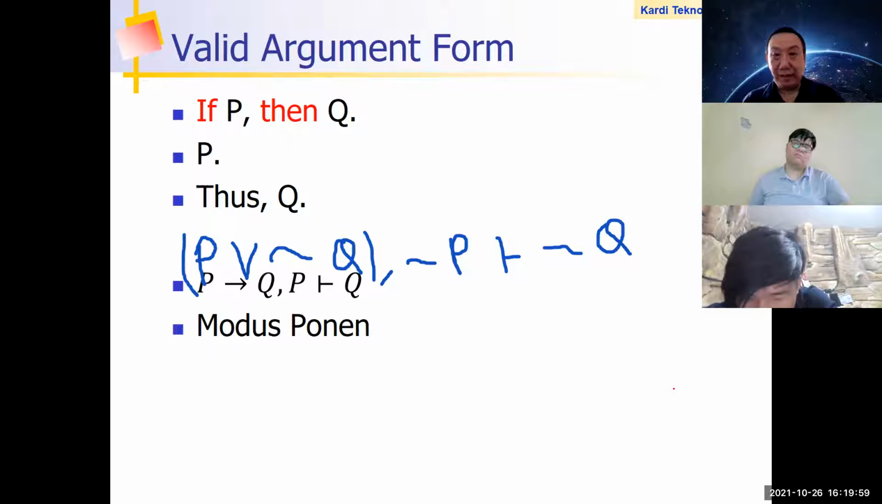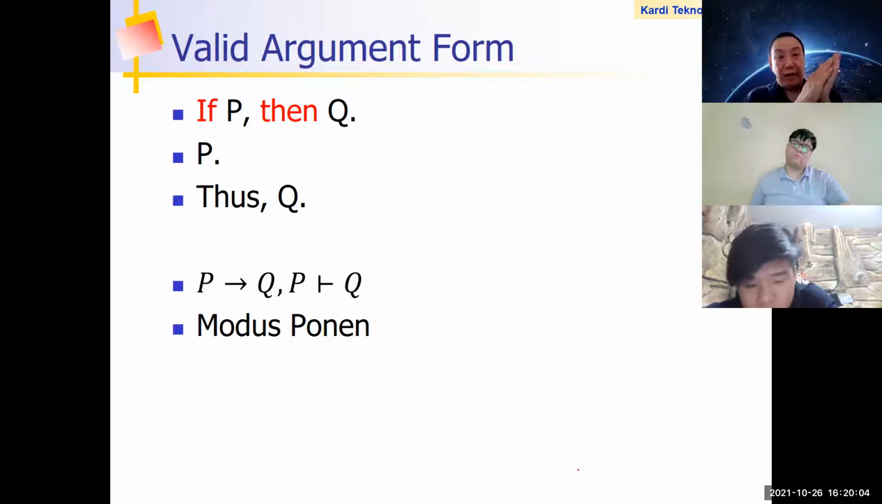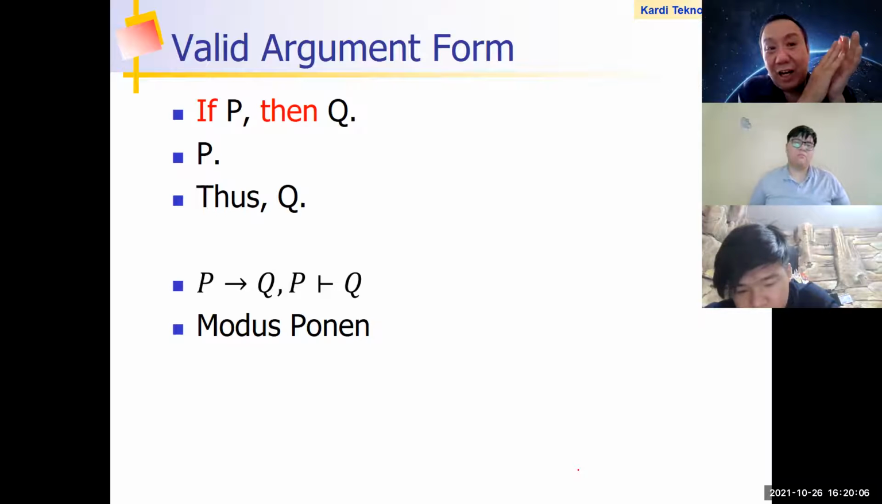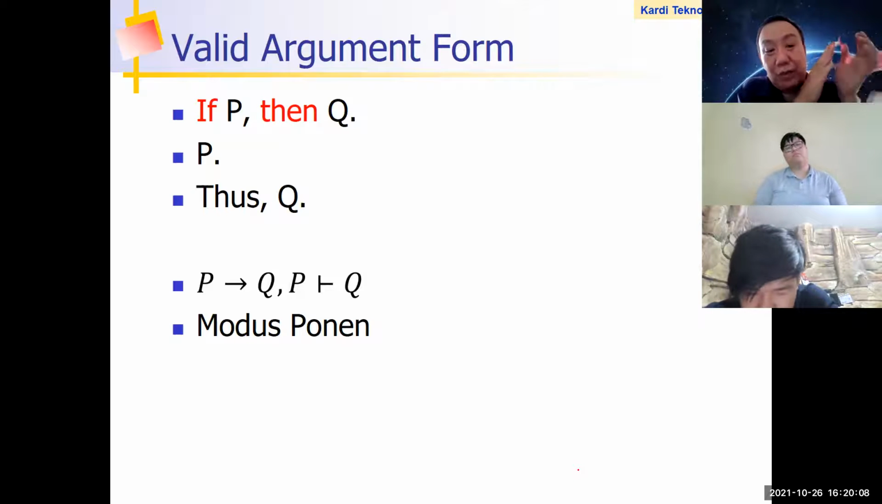Next. Okay, let's clean this up. This is another valid argument form. I already put it there. This form is called modus ponens. You need to memorize this.